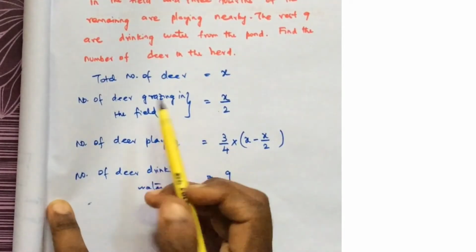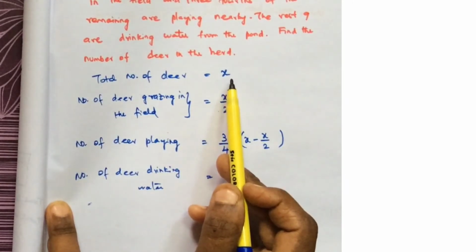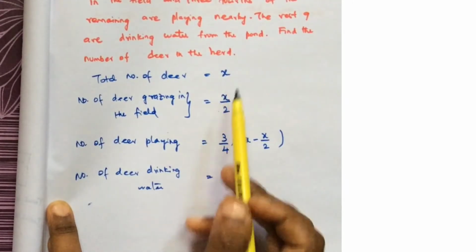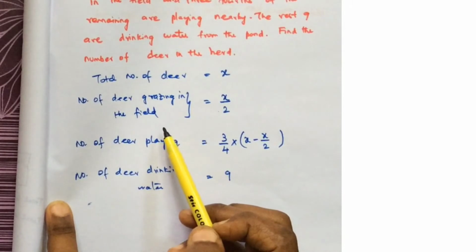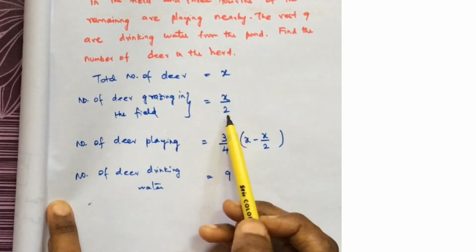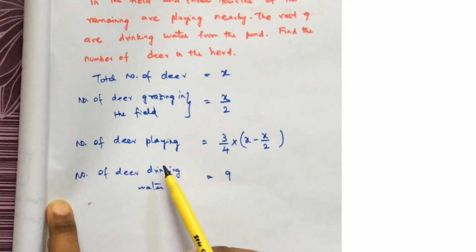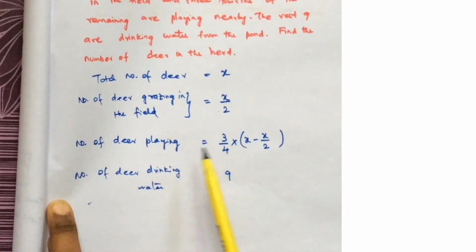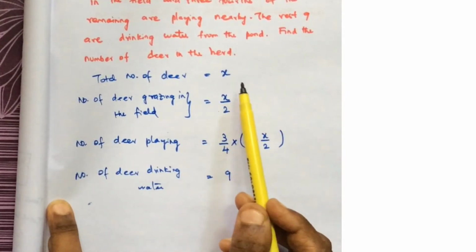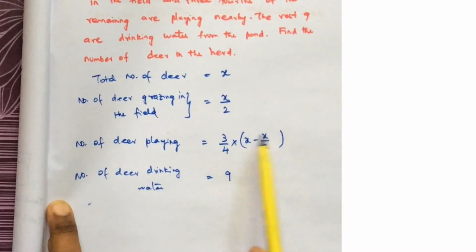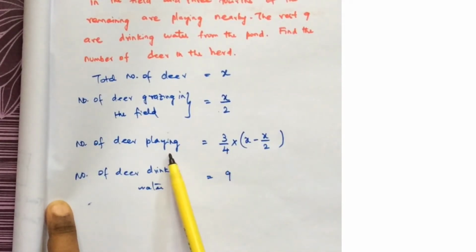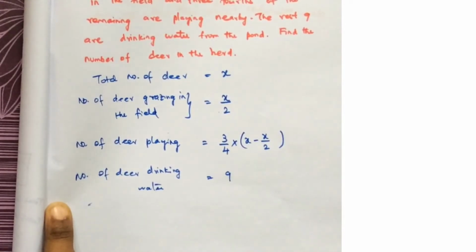So, the total number of deer is x. Out of that, half of the deer are grazing in the field, so divide by 2, that is half. The next thing, 3/4 of the remaining. So you have to subtract x minus x by 2, and out of that, 3/4 are playing. The number of deer drinking water is 9. Now, what should be the equation?